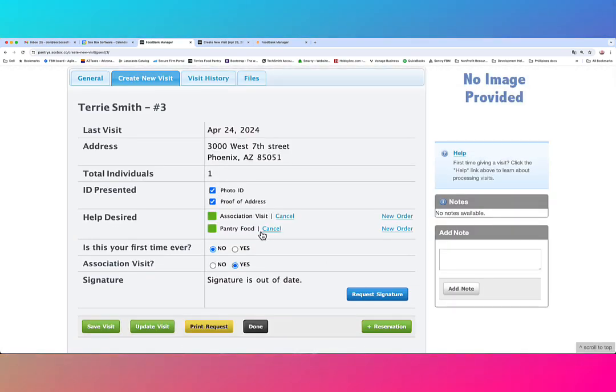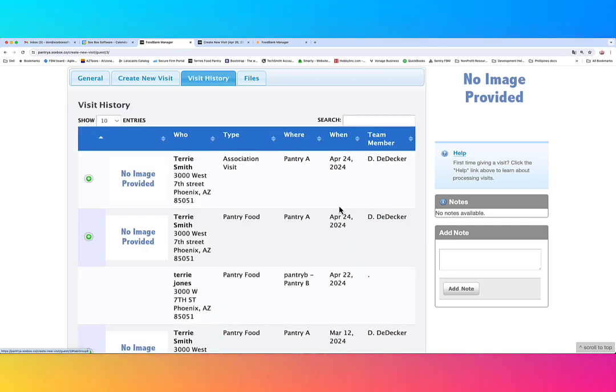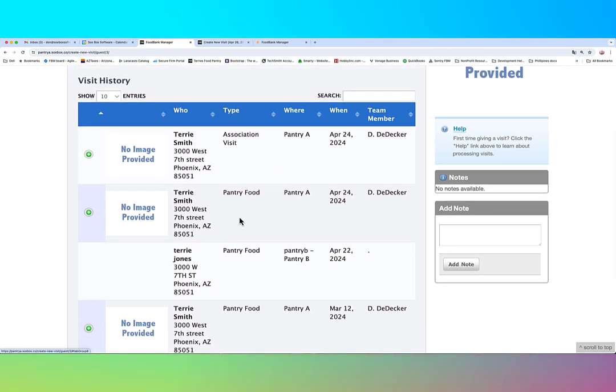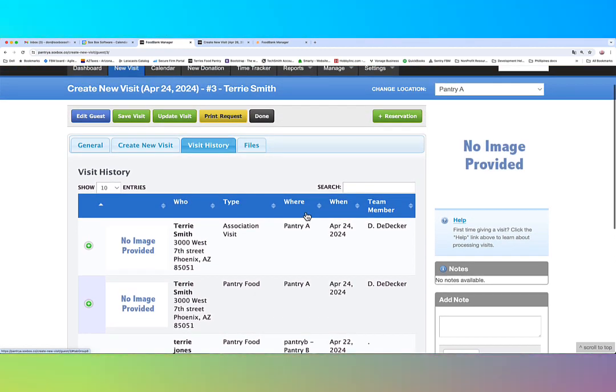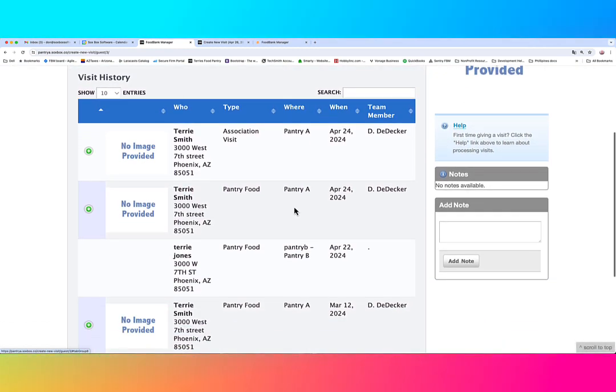All right, so I've done the override, and you can see now they have food. If I look at history, they now have a visit at Pantry A for an association visit, but that's not food. Remember, that's different. It's just a data collection point, and it means nothing other than you'll run a report against it to see the list of people that you've identified as an association visit. Pantry food is what they came in for. And you can see I'm at Pantry A, right up here, and they came in at Pantry A.